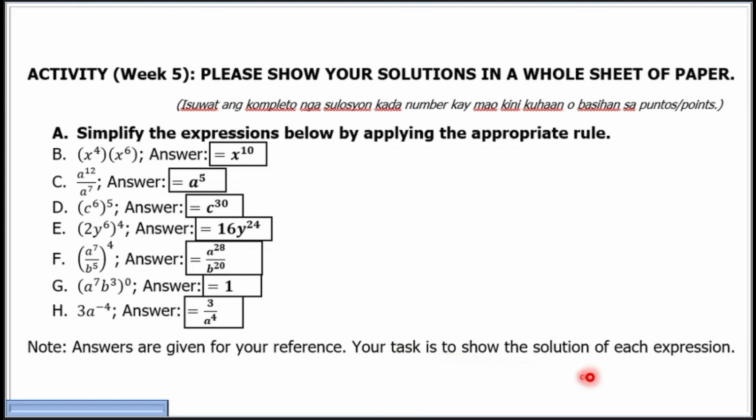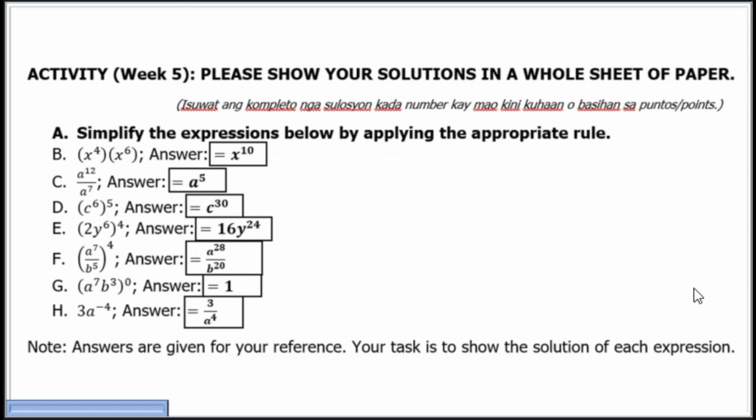Your task is to show the solution of each expression. So this is for week 5 on the topic of deriving the laws of exponent. So make sure you solve it yourselves, because it would be of no use to get a high score without learning anything.